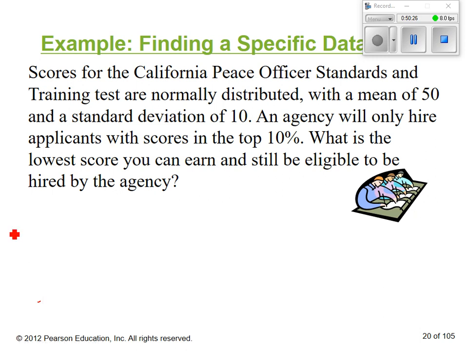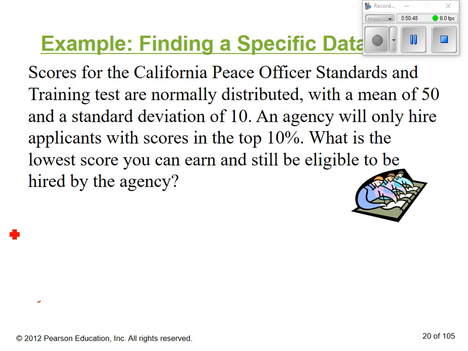Scores for California Peace Officer Standards and Training tests are normally distributed with a mean of 50 and a standard deviation of 10. An agency will only hire applicants with scores in the top 10%. What is the lowest score you can earn and still be eligible to be hired by the agency?